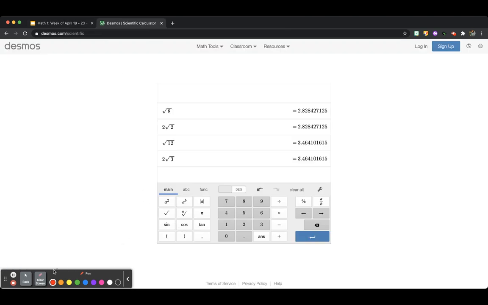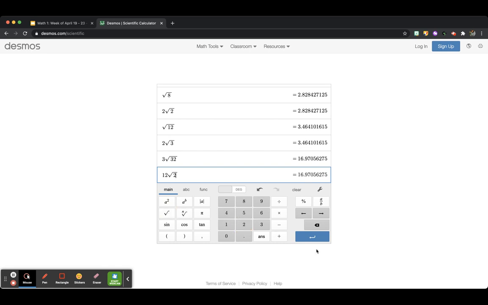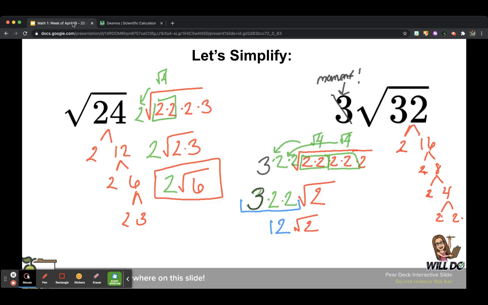So I'm going to do 3 square root of 32. I'm going to get my answer. And then I got 12 times the square root of 2 left. Get my answer. They match. So I know that I simplified correctly.